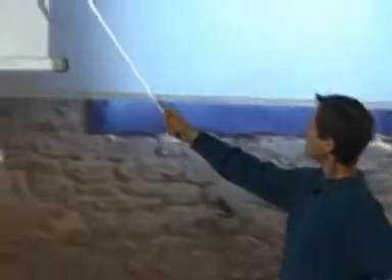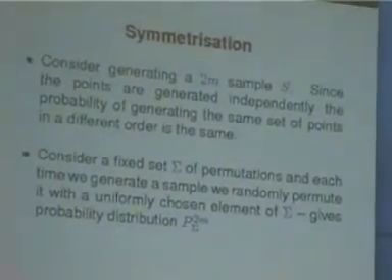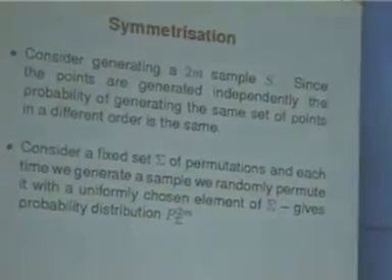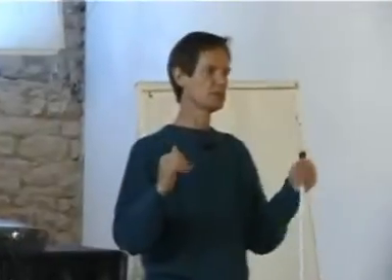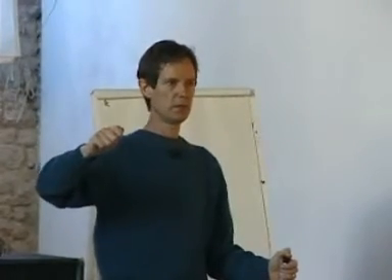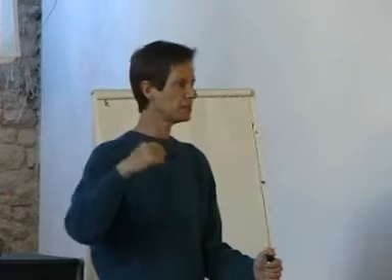Okay, so if we consider a 2m sample S, since the points are generated independently, we're making this independence assumption on the way the points are generated, the probability of generating the same set of points in a different order is equal to the probability of generating that particular set. So say we had points x1, x2, x3. The chances that we actually generated x2, x1, x3 is identical.